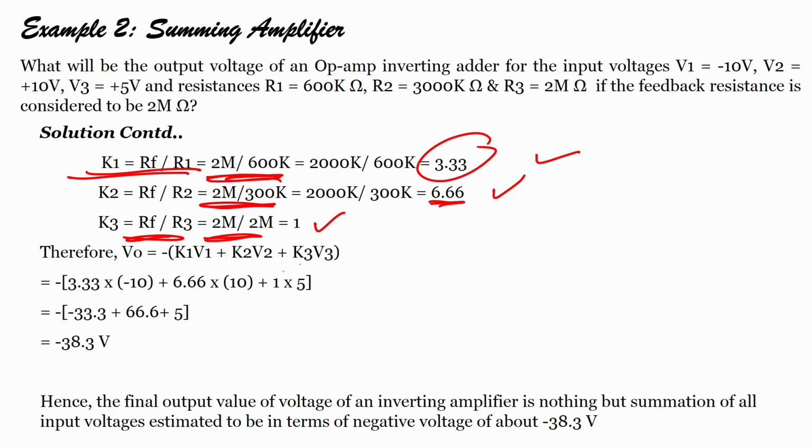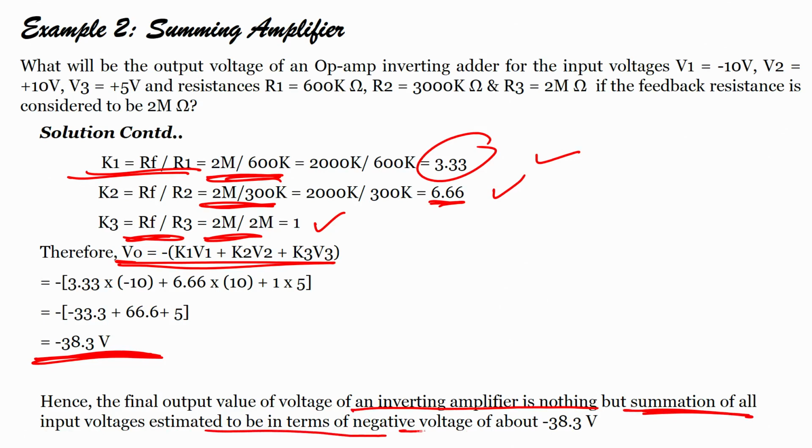If I substitute those values in this equation, what will I have? VO equals minus 38.3 volts. Hence, the final output voltage of the inverting amplifier is the summation of all the input voltages, estimated to be a negative voltage of about minus 38.3 volts. Very easy. This is how the summing amplifier can be solved.